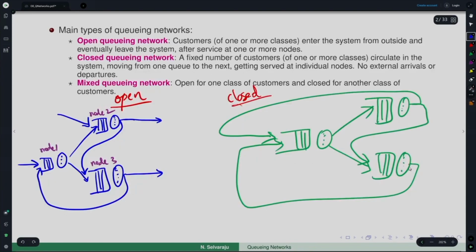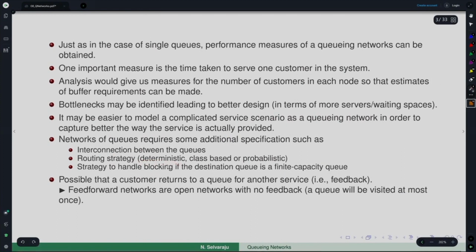For example, in this closed case, from here there is only one way he can go, we will come back to that. But from here he can go to either of these two, so this is one place where you see the deterministic way of moving. So after completing service, he needs to be routed to either this or this. So what is the strategy that you are going to adopt, right? It could be deterministic, one way, or it could be class based.